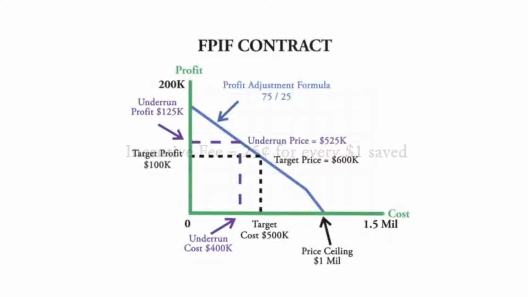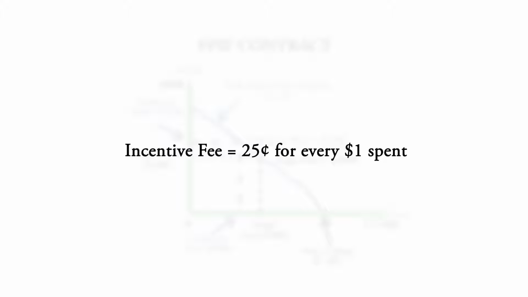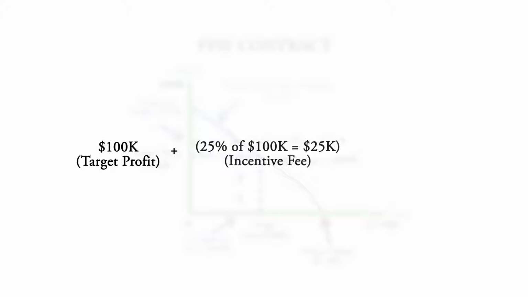If the reverse happens and the contractor's actual costs exceed the target cost, this is called a cost overrun, and the contractor's profits will decrease at a rate of 25 cents per each dollar spent in excess of the target cost. Using this example, if the contractor re-engineered and delivered the machines for $400,000, which is $100,000 less than the target cost, they would receive their target profit of $100,000 plus 25% of what they saved, which ends up being an incentive fee of $25,000.